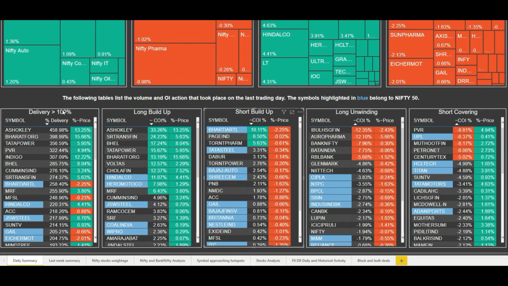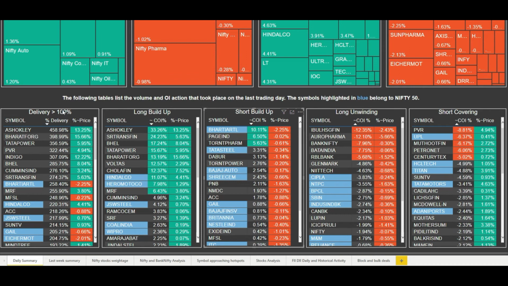So you can see the price has risen, all the prices are in green in this table, and the cumulative open interest in which there is more than 5% fall, we have highlighted in red. So red means the open interest fell today and green means the open interest rose today. So as you can see in PVR, 8.81% open interest fell today, or the short positions were covered, and the price rose by around 5%. Similarly, there are other stocks too.